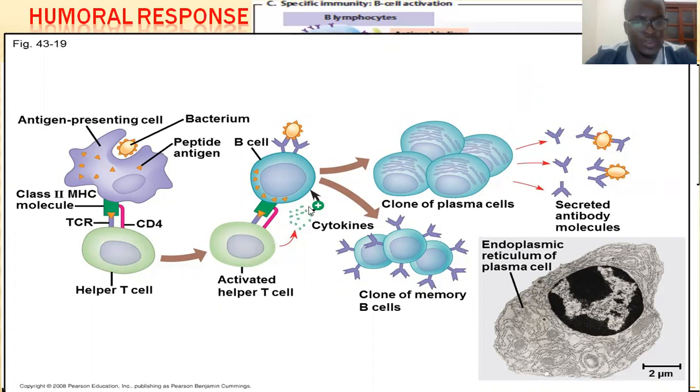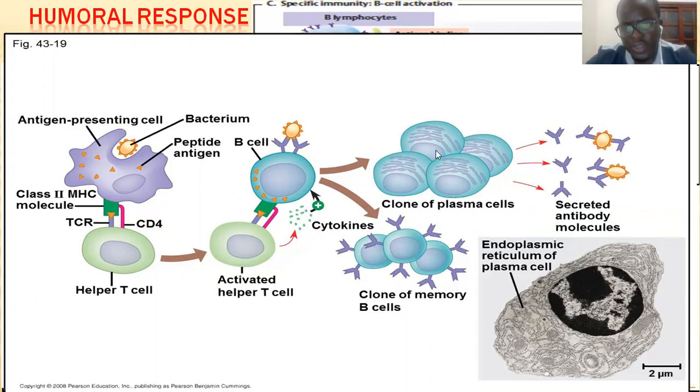The T helper cells will produce cytokines that will activate the B cells, which will undergo proliferation and differentiation into a clone of plasma cells. So there'll be a lot of them. They'll start producing antibodies that are specific for this pathogen, so they can go and attach to that pathogen. They will neutralize the pathogen, and they're also involved in opsonization of this pathogen. You can see the secreted antibody molecules, and once this pathogen has been opsonized, it can easily be phagocytosed.